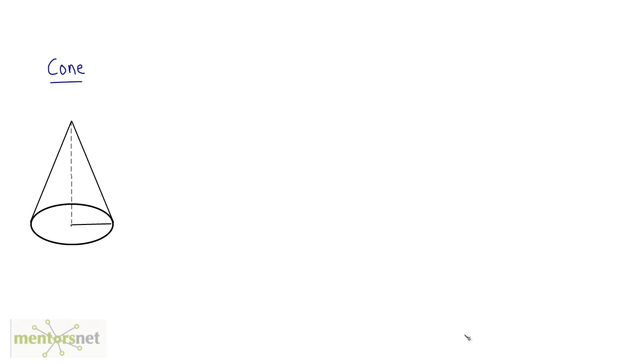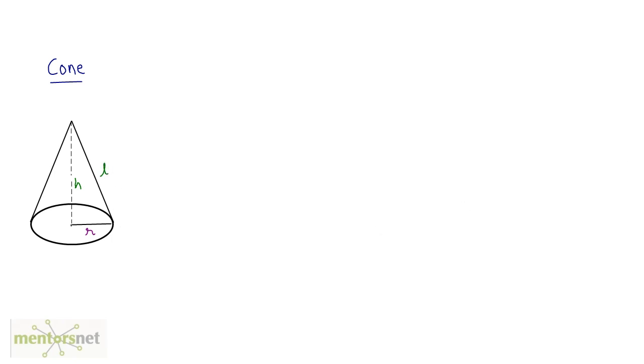So a cone has a circular base, right? And let us consider that the radius of this circular base is r. And it has some height. Let that height be h. What else do we have? Well, we have a slant height, and that is denoted by L.